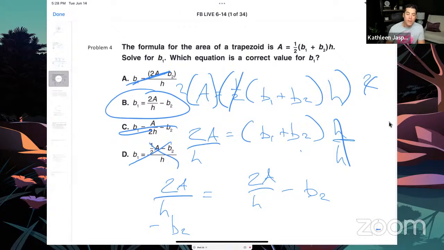Just please remember, when you're doing literal equations, treat them as if they were numbers. You can still multiply something that's being divided to cancel it out, divide something that's being multiplied, add something that's being subtracted, or subtract something that's being added. Everything that you know how to do with numbers can still be done when you're given these variables in literal equations.